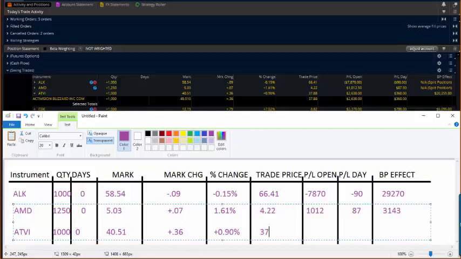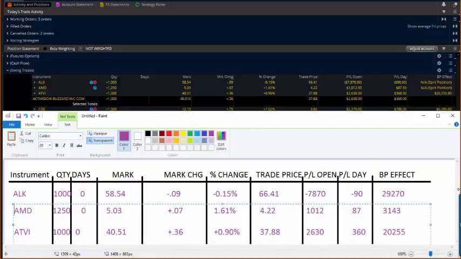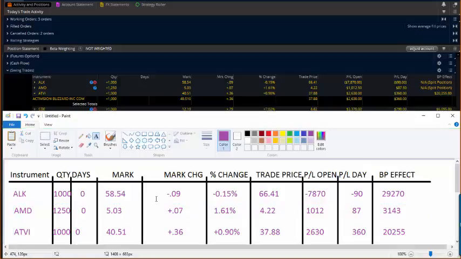Trade price was 37.88. PL open was 26.30, and the PL day was 360. That's because it was up that day. BP effect 20,255. So, looking at ATVI, and let's kind of think about it, you're more positioned like ALK.